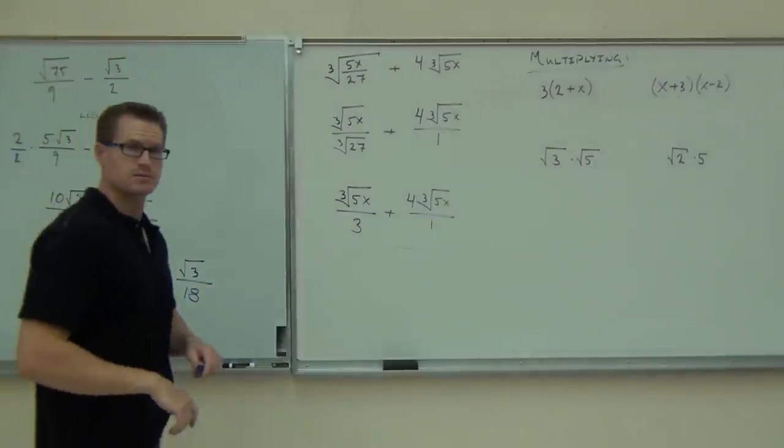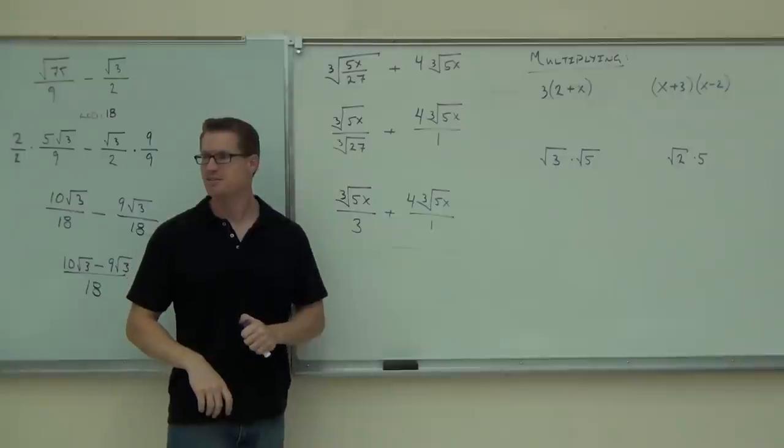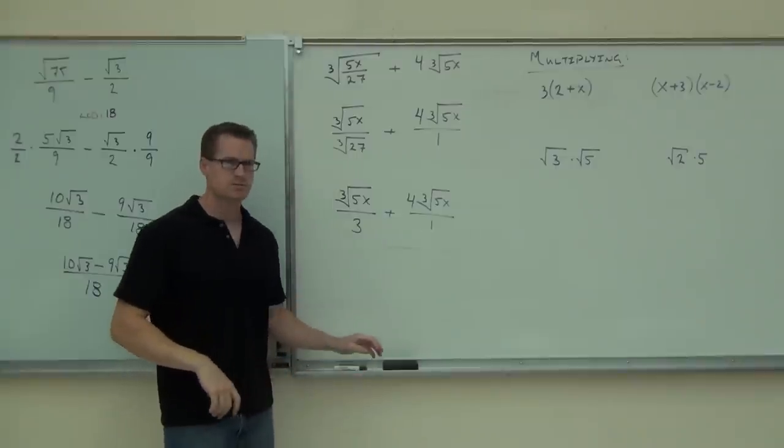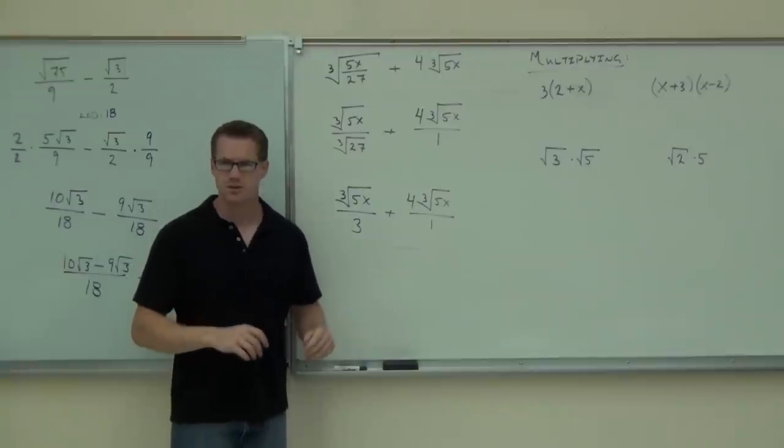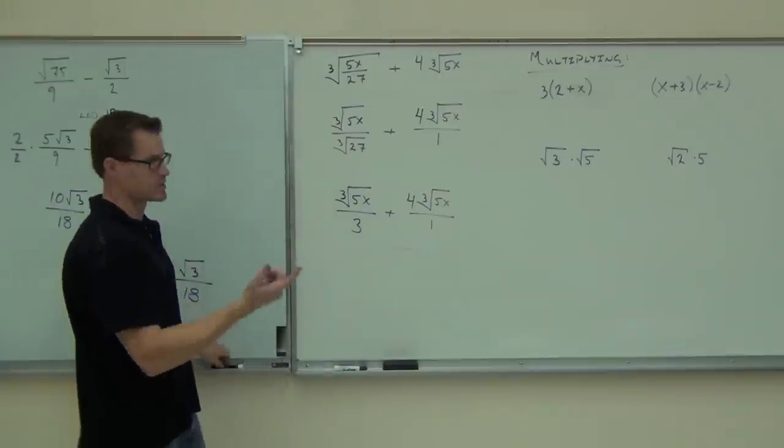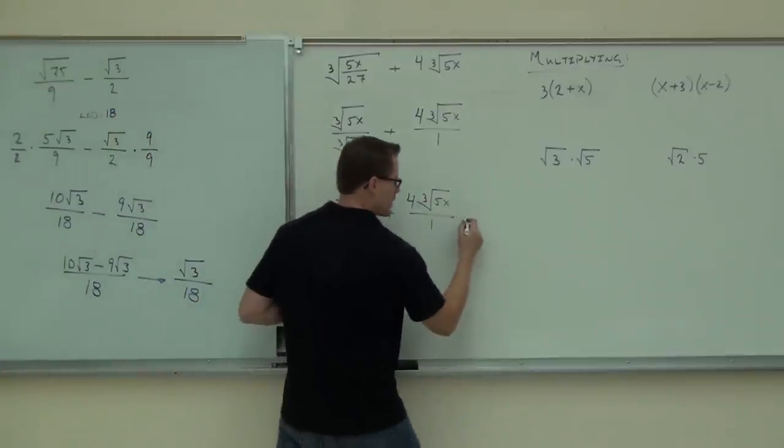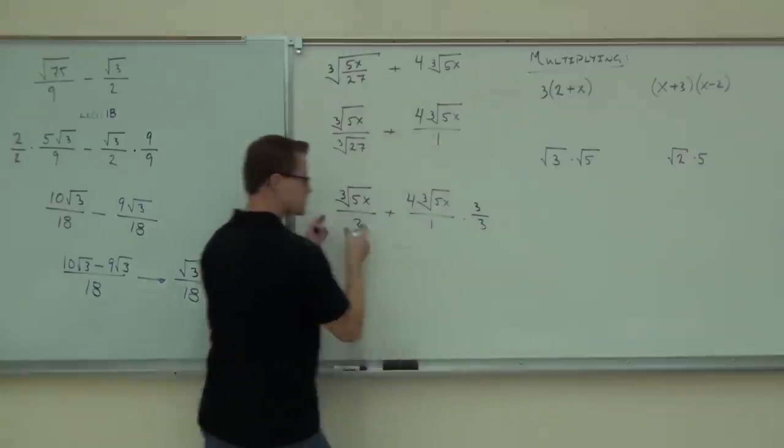Did you do it? As I was writing? Okay. LCD? Three. Okay, clearly 3. It's the only number we got besides 1. So we would multiply this by 3 over 3. This, we don't need to multiply anything.